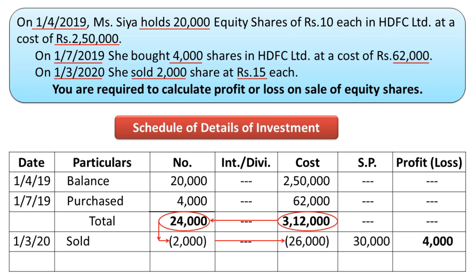After recording the transactions of investment sold, let us find out the balance. 24,000 minus 2,000, 22,000 shares are in the balance. 3,12,000 minus 26,000. So the total cost at the end is 2,86,000.